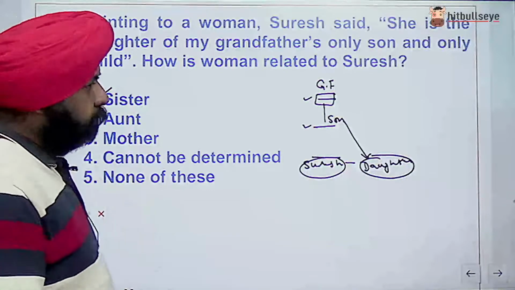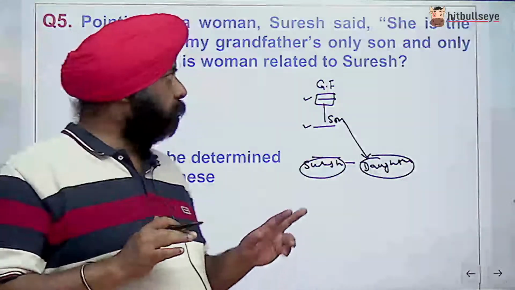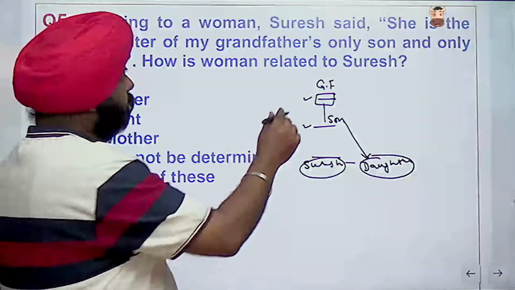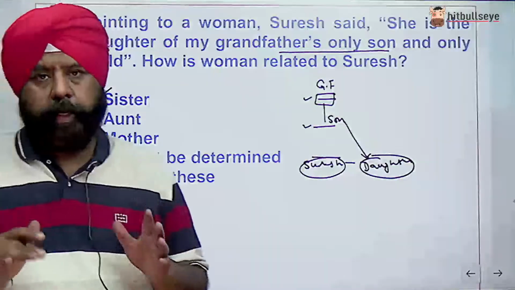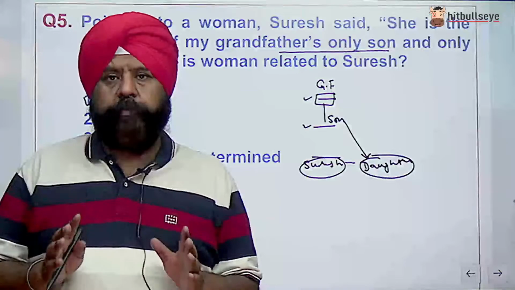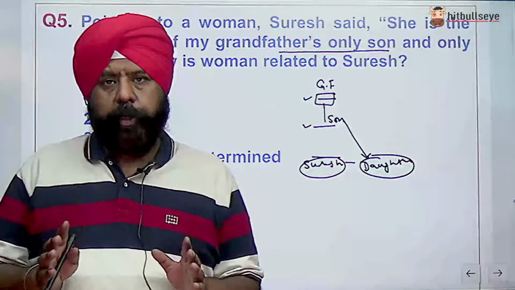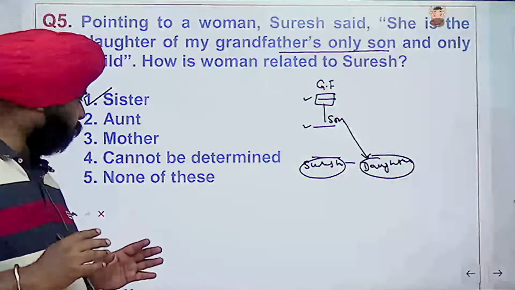I hope it's clear. So in this type of question, you have to do the back tracing. Back tracing means you have to start from here, grandfather's only son, right? So these were blood relation questions that are most expected in this paper, CUET 2022. So let us move to the next variety of question.